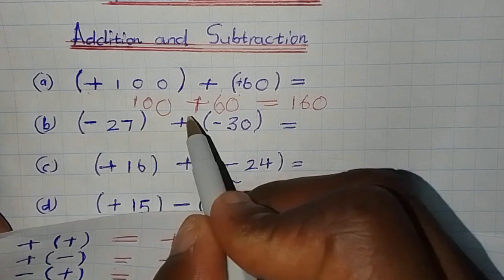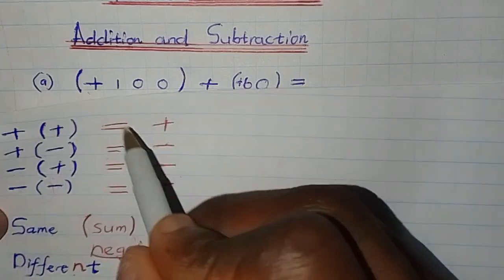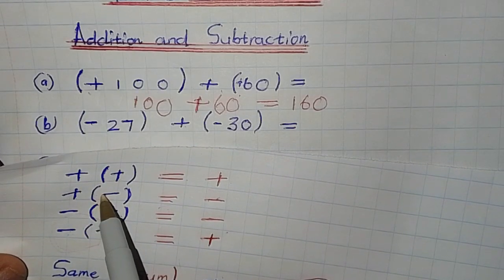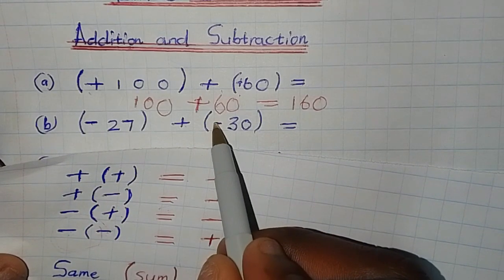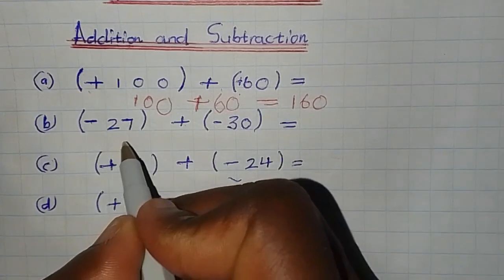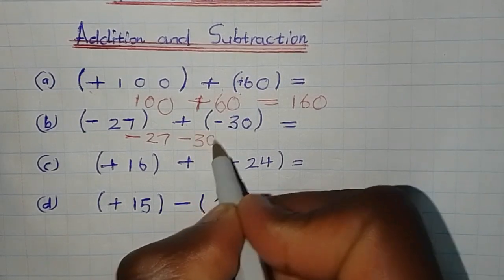Negative 27 plus bracket negative 30. Let's look at this case. Positive and negative. That's the same scenario. That is, this gives us a negative sign. So now we have negative 27 minus 30.